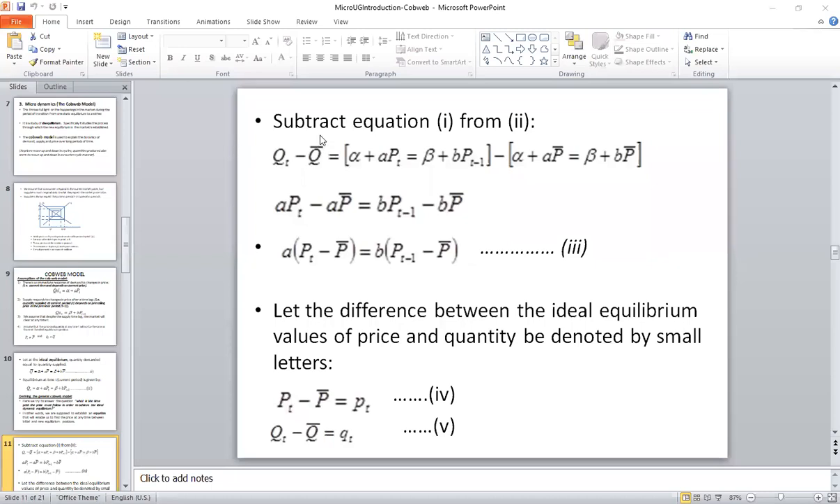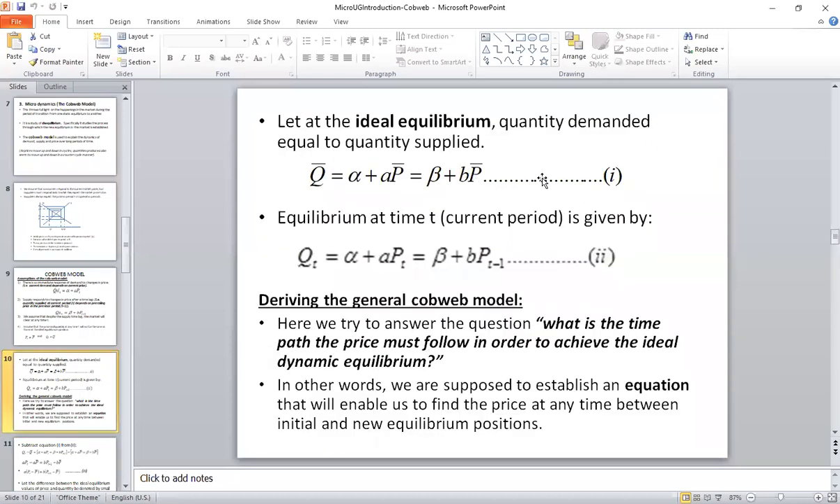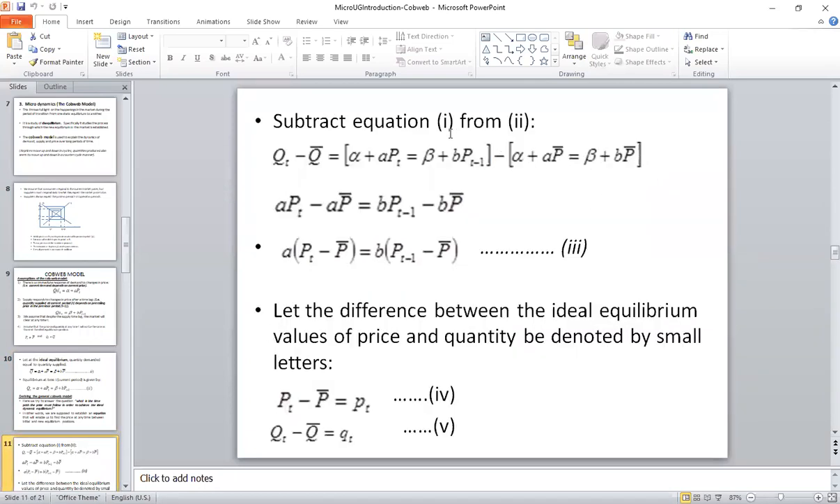Now let's repeat the equation. We said we have two equations. We have this equation which shows the ideal equilibrium, and we have the equation which shows the equilibrium at time t. So these equations are going to help us derive the cobweb model by subtracting equation 1 from equation 2. This is what I've done here. So you say qt minus q bar will equal to, now this is our equation 2, and that is our equation 1. Basically, that is what we have done.